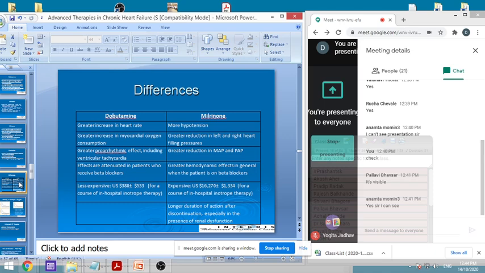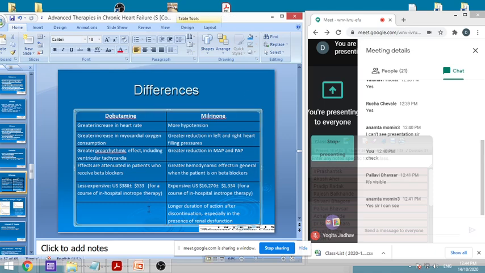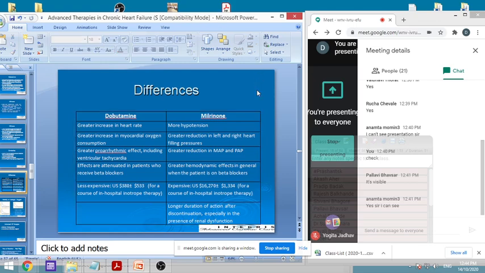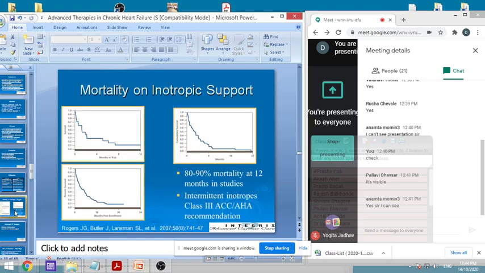There is a greater hemodynamic effect with milrinone when patients are on beta blockers. So it is a synergistic effect they are having. Dobutamine is less expensive while milrinone is more expensive, and milrinone has a longer duration of action after discontinuation, particularly in renal dysfunction, because it is excreted through the kidneys. So in those cases, care has to be taken.